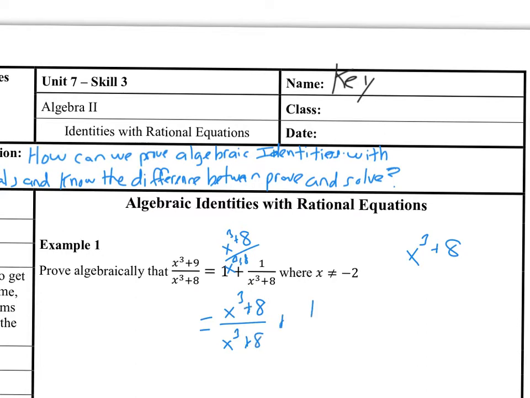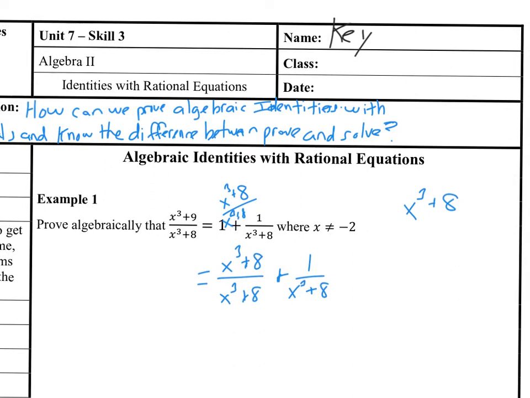And then plus 1 over the x cubed plus 8. Well, my denominator is now the same, so I can combine my numerators. We are not going to drop the denominators this time, but rather combine them. And if you notice, the left-hand side and the right-hand side are exactly the same. That's supposed to be a check mark. Anyways, we're done. That's it.